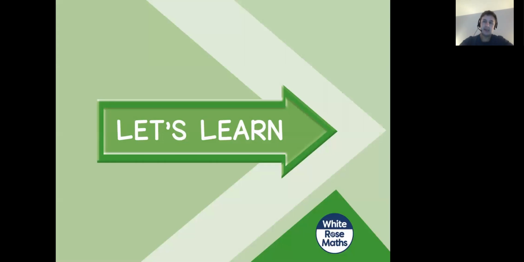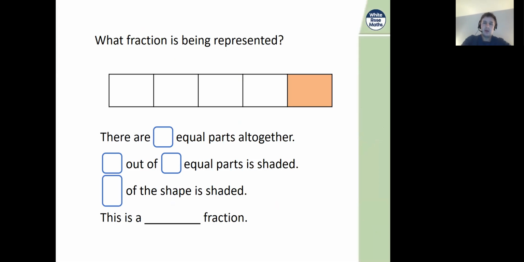Okay then, let's move on with our learning for today. So, look at that bar model there. What fraction is being represented? Well, first of all, we know we're talking about fractions because it's split up into equal parts. If it wasn't equal parts, we couldn't say we can do fractions. Okay, so how many equal parts are there altogether?